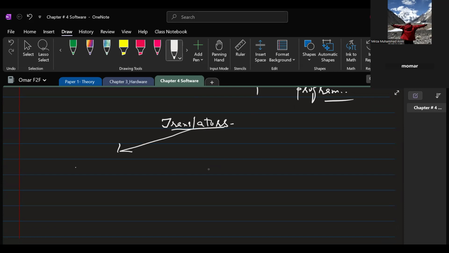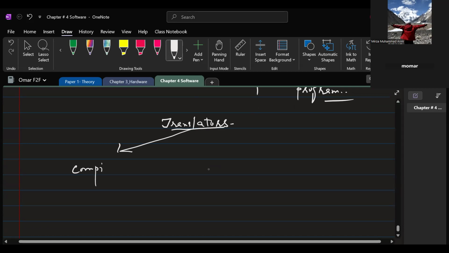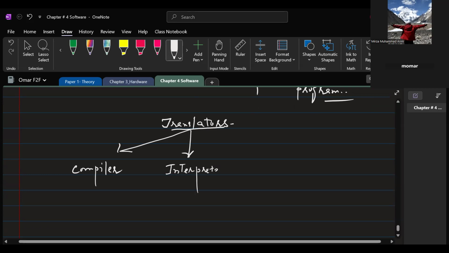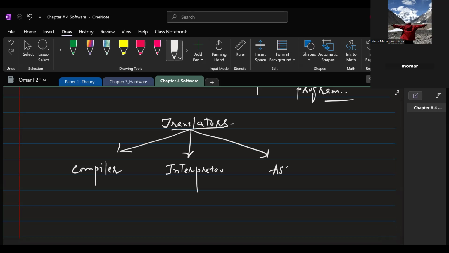Number one, we have compiler. Number two, interpreter. And number three, we have assembler. Remember, the function of a translator is to translate the data from high level language to low level language. Remember, I told you this.